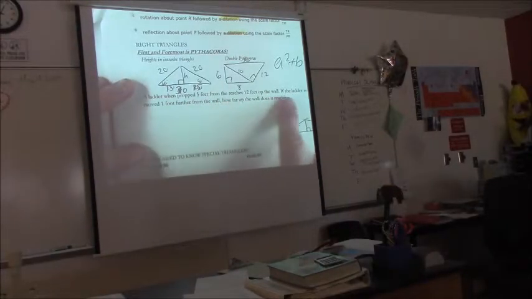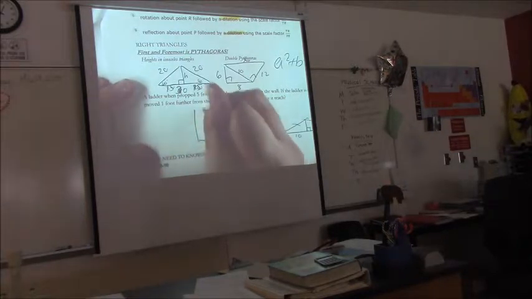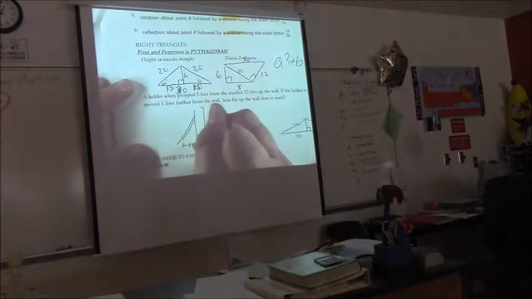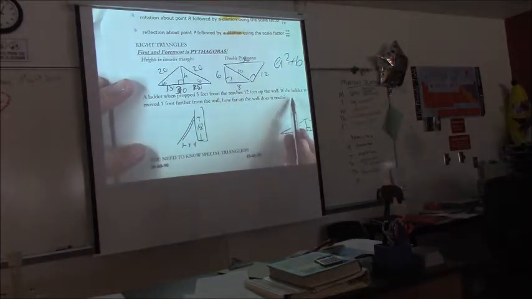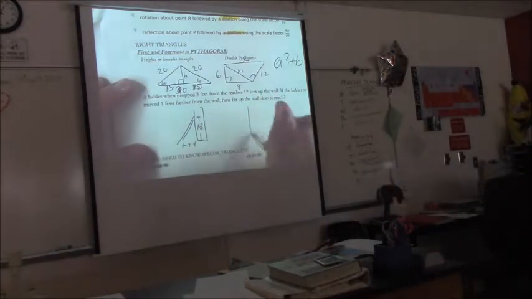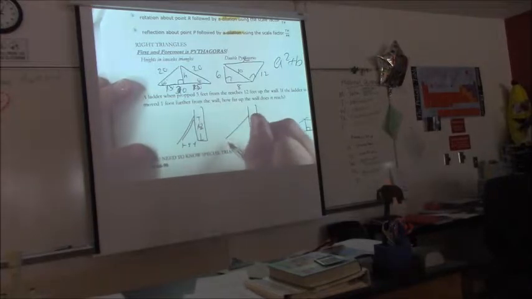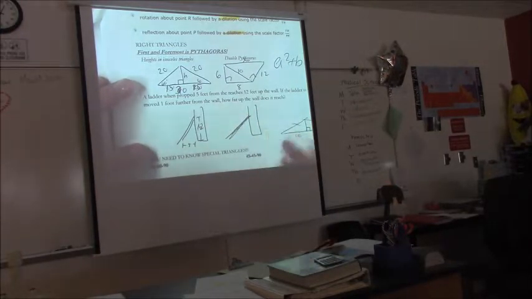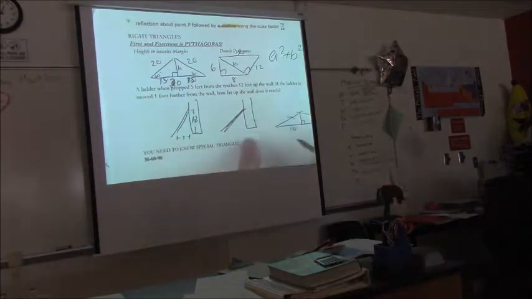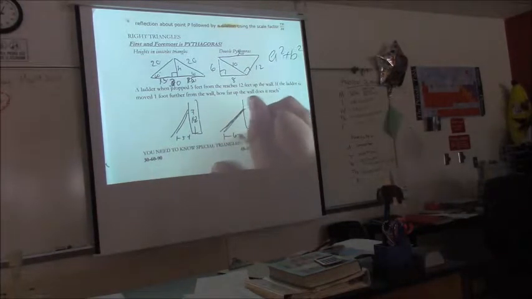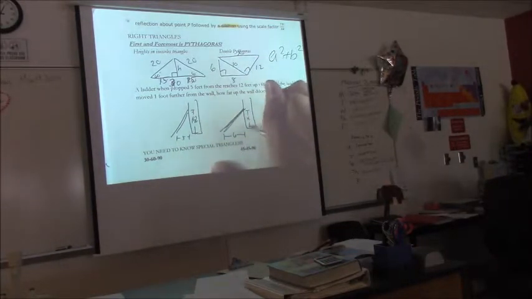All right, a ladder when propped up 5 feet from the wall reaches 12 feet up. If the dude moves the ladder 1 foot further, now how far up the ladder does it reach, or how high up the wall does it reach? So you had it propped up a wall, 5 feet from the base. So 5 feet from the base it reached up 12 feet. So now if you move it 1 foot further, now how far does it reach up?